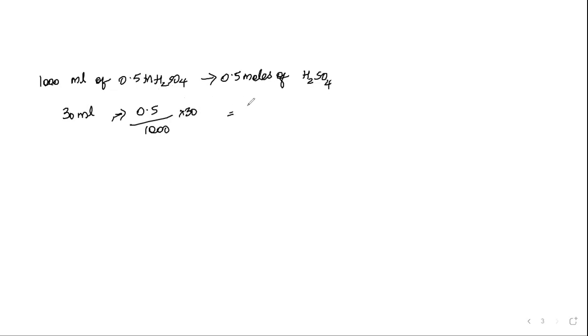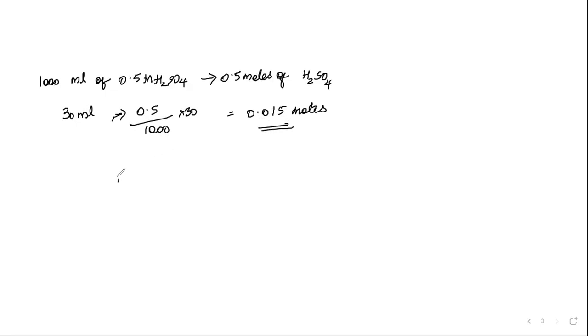What will be the answer? What's the answer for this? 0.5 divided by 1000 into 30 is 0.015. Have you got the same answer? Both of you got the same answer? Yes, ma'am. So here we got the number of moles in 30 ml.